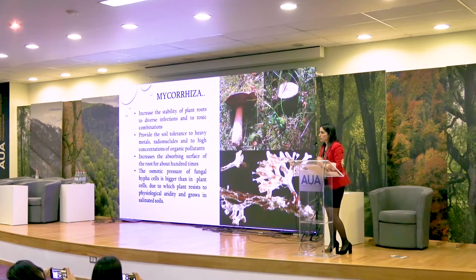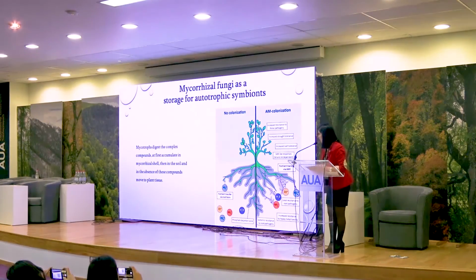This is especially important for semi-desert and desert areas, because in these areas trees can survive due to mycorrhiza. And we know that all nutrients in the soil are very complex compounds, and in this process the role of mycorrhizal fungi is really high. They digest the nutrient compounds, for example nitrogen, and then accumulate them in the shell they have created on the root surface, and then plants start to use them, so they become like a storage for these autotrophic symbionts.